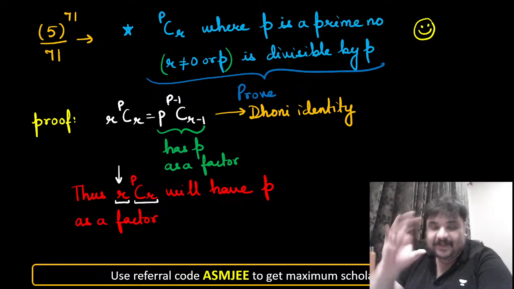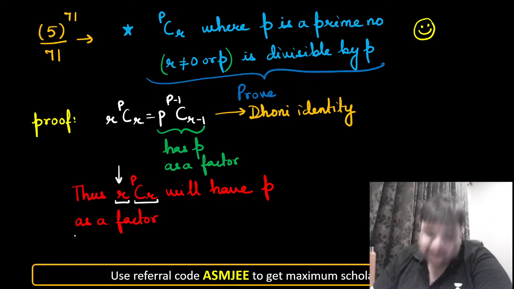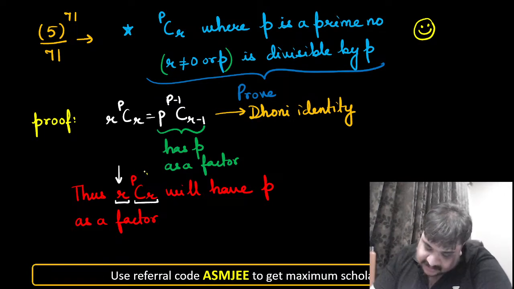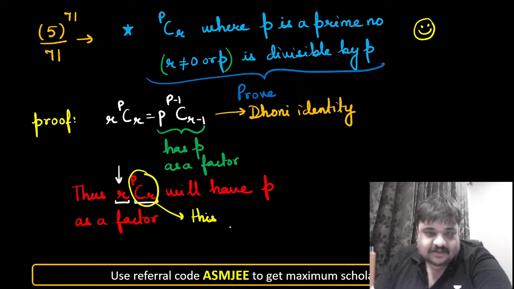So the whole P as a factor is the responsibility of this term. This is like Virat Kohli against Pakistan. This will have to make sure the match is won.